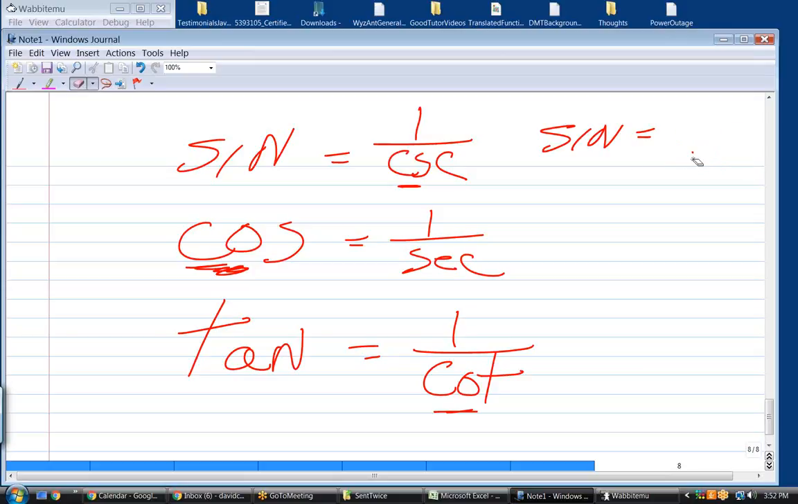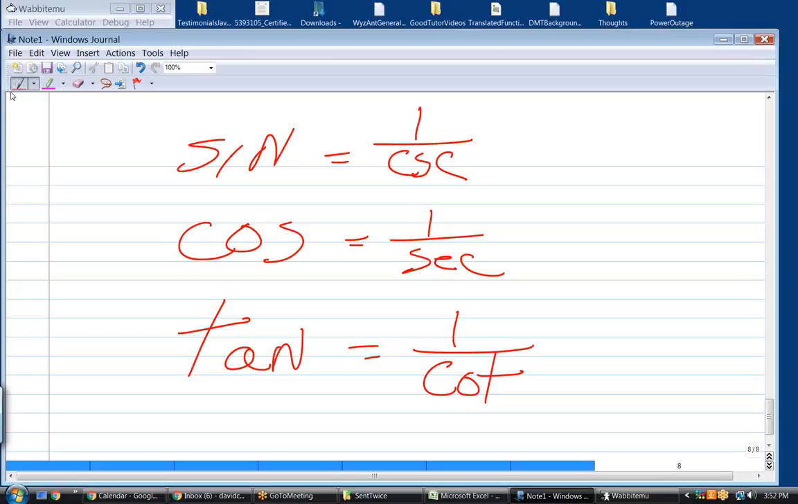Yeah, my teacher told me S goes with C, C goes with S. Okay. Yeah, I like that too. There's all kinds of ways to memorize stuff, whatever works best for you.